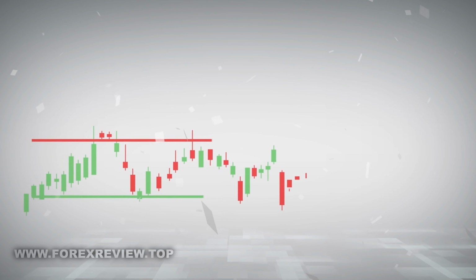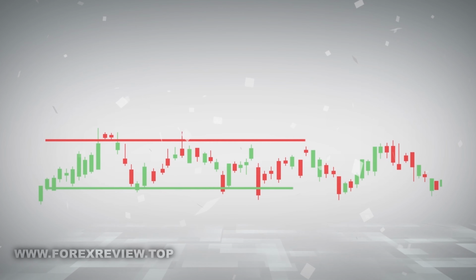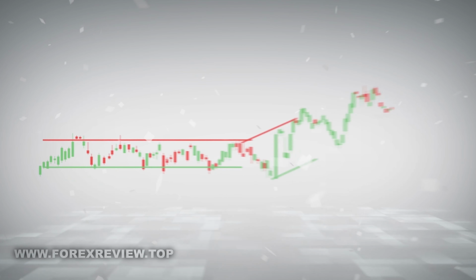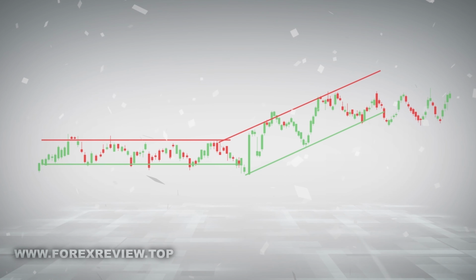Diagonal support levels indicate the trend's direction. In order to obtain a particularly effective indicator, it is recommended that both horizontal and diagonal levels be analyzed together.